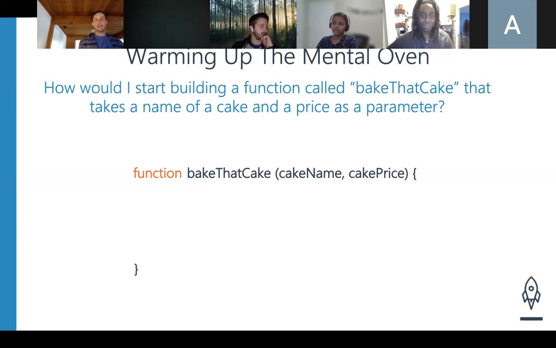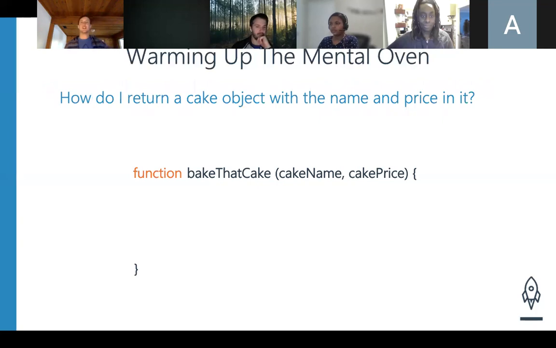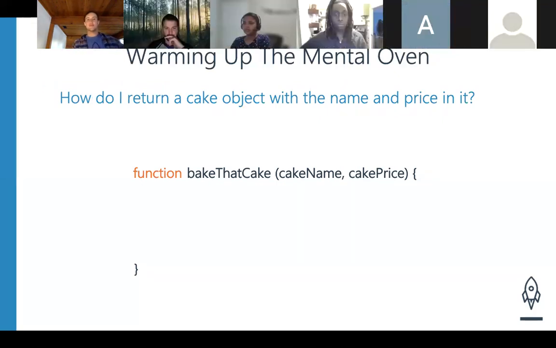But my fun question to you all is, how would we return a cake object with the name and price inside of it? What word would we start with in order to do this? Return. Very good. Now, if I wanted to build an object, what would I use? Curly brackets. Remember, let is to create a variable that can contain whatever, including an object. But to create an object itself, we start with those curly brackets.